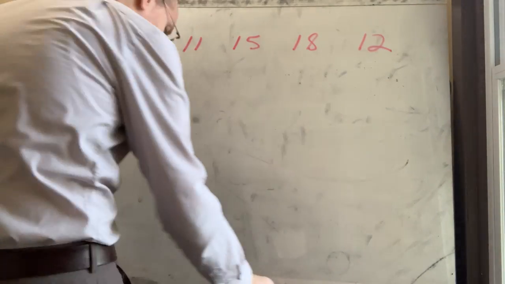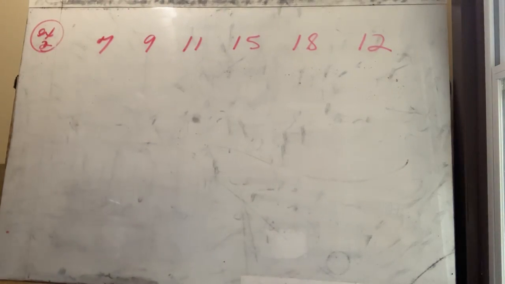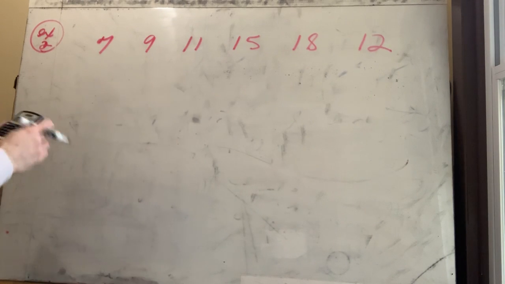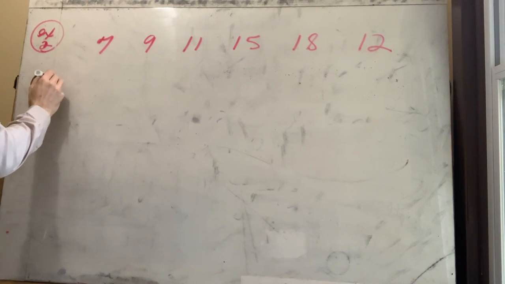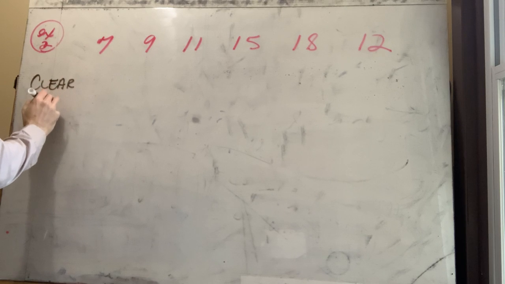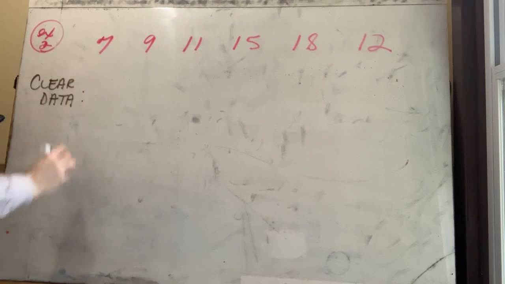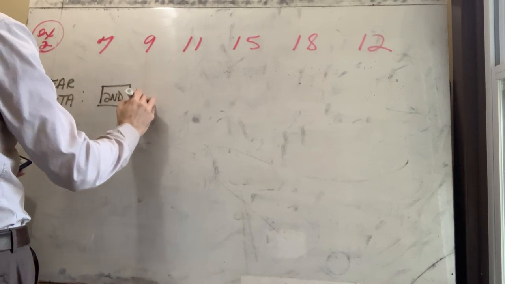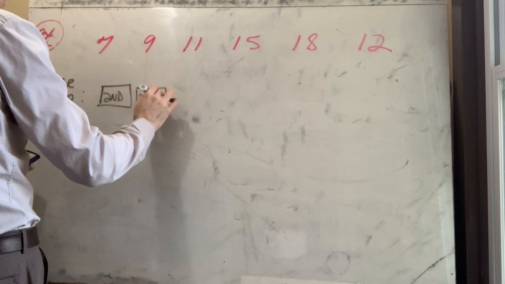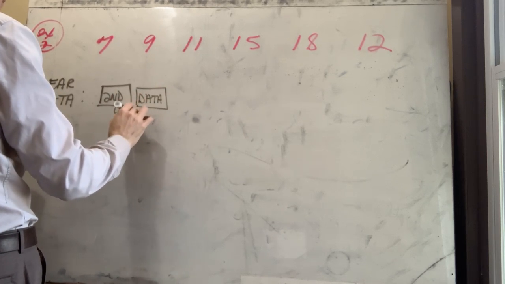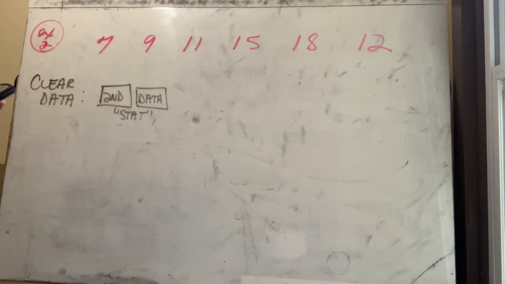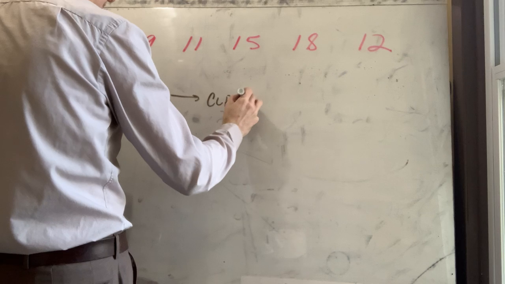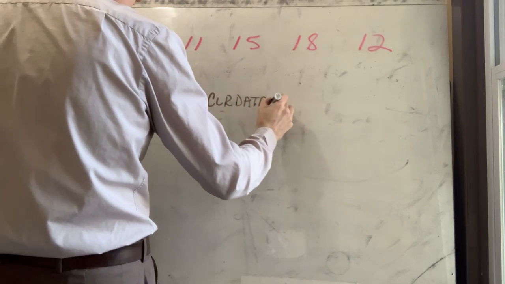Now here's the thing. Remember from last time, on your calculator like this, presumably which you are armed with, you want to firstly clear data, if there's any junk in there. So you will hit second and then data to get to statistics. And then you're going to scroll over in the menu to where it says clear data, and then press enter.